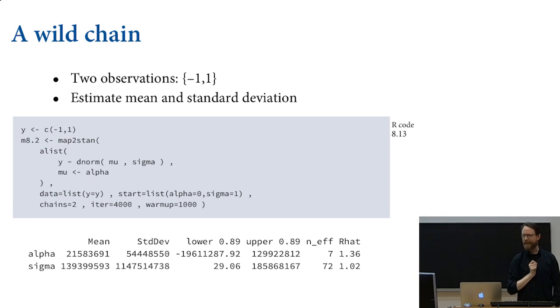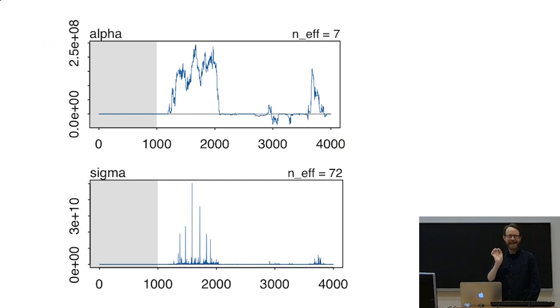Something's wrong, yeah? You probably don't need n_eff and R-hat here. You just look at the parameter estimates themselves. Something is wrong, yeah? Don't publish this estimate. But look at n_eff, 7, 72, and R-hat 1.36. Look, R-hat 1.02 for sigma, that doesn't mean it's okay, right? Although 1.02 is not a terrible R-hat, that doesn't mean it's okay.